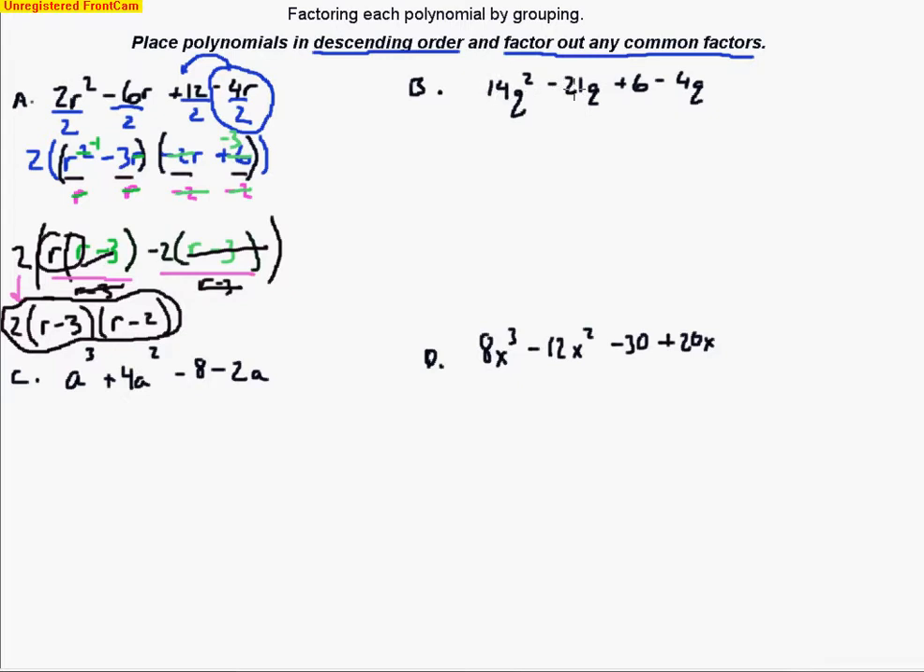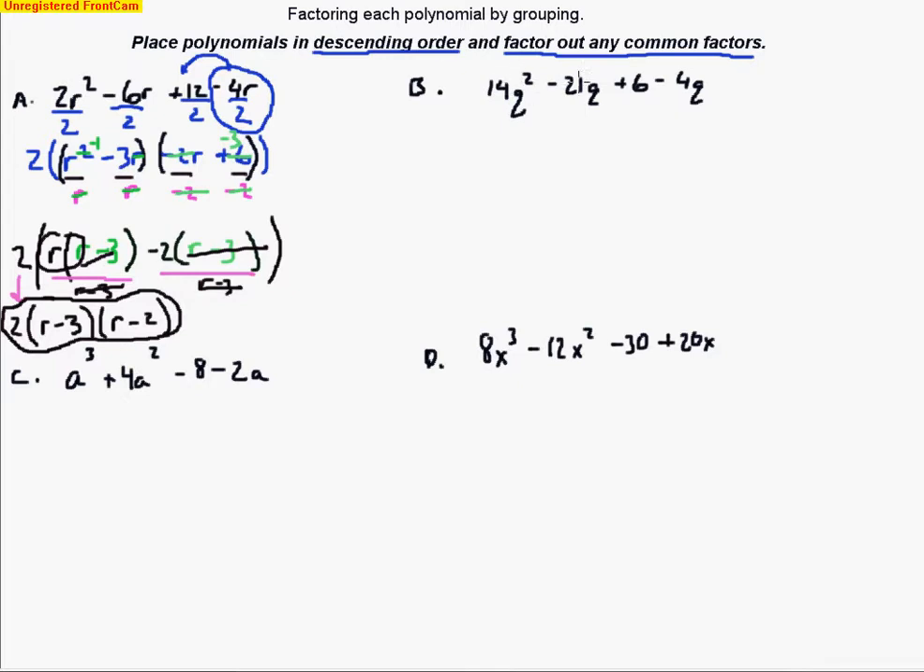Here we have 7 and 3, here we have 3, and here we have 2. So we don't have a common factor between all of them, because 2 doesn't go into 21, and we don't have a 7 in the 6 or the 4. So no common factors, but we can do some switching around of terms.